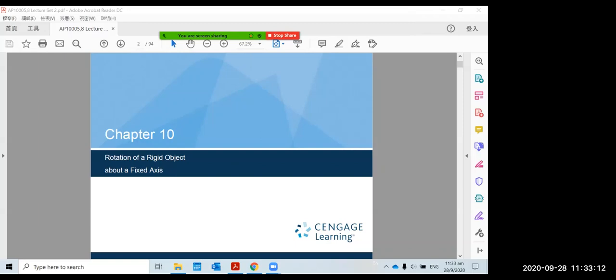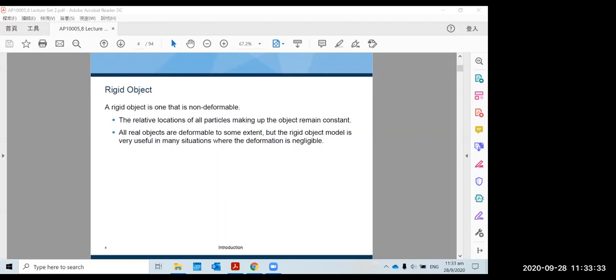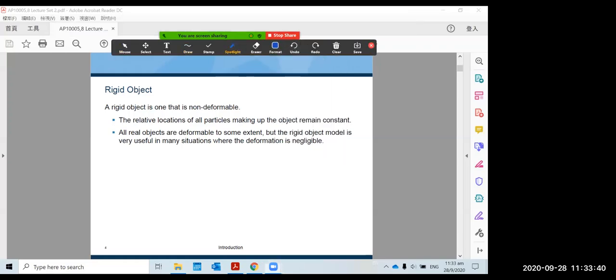So now, let's try to get a quick review on what we have seen in the lesson last Thursday. Mainly, we have focused on the rotational kinematics. Of course, at the very beginning, we have to define what we mean by the rotational motion. In particular, we are focusing on what we call rigid objects. The rigid objects are the ones that are not changing the shape when they are under the rotation.